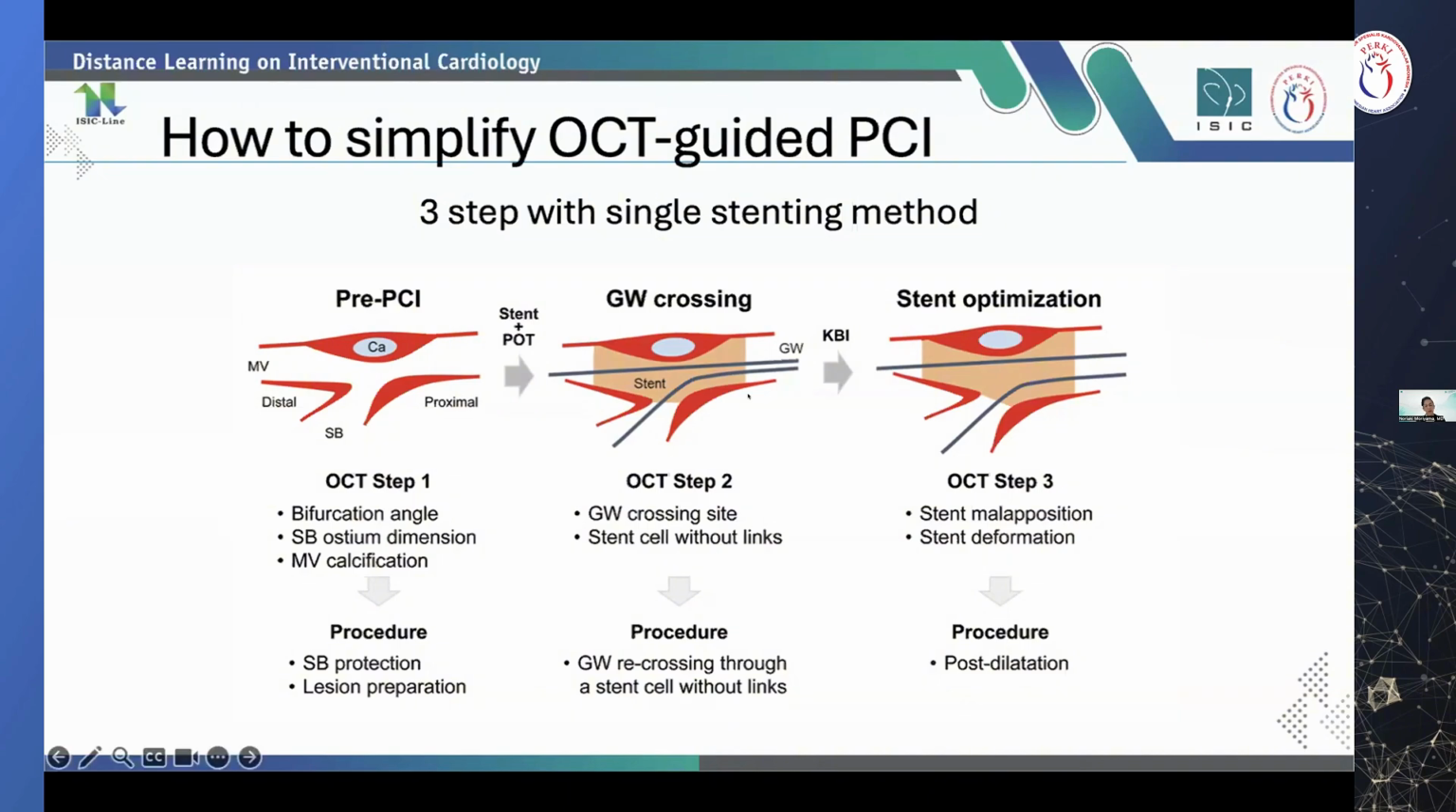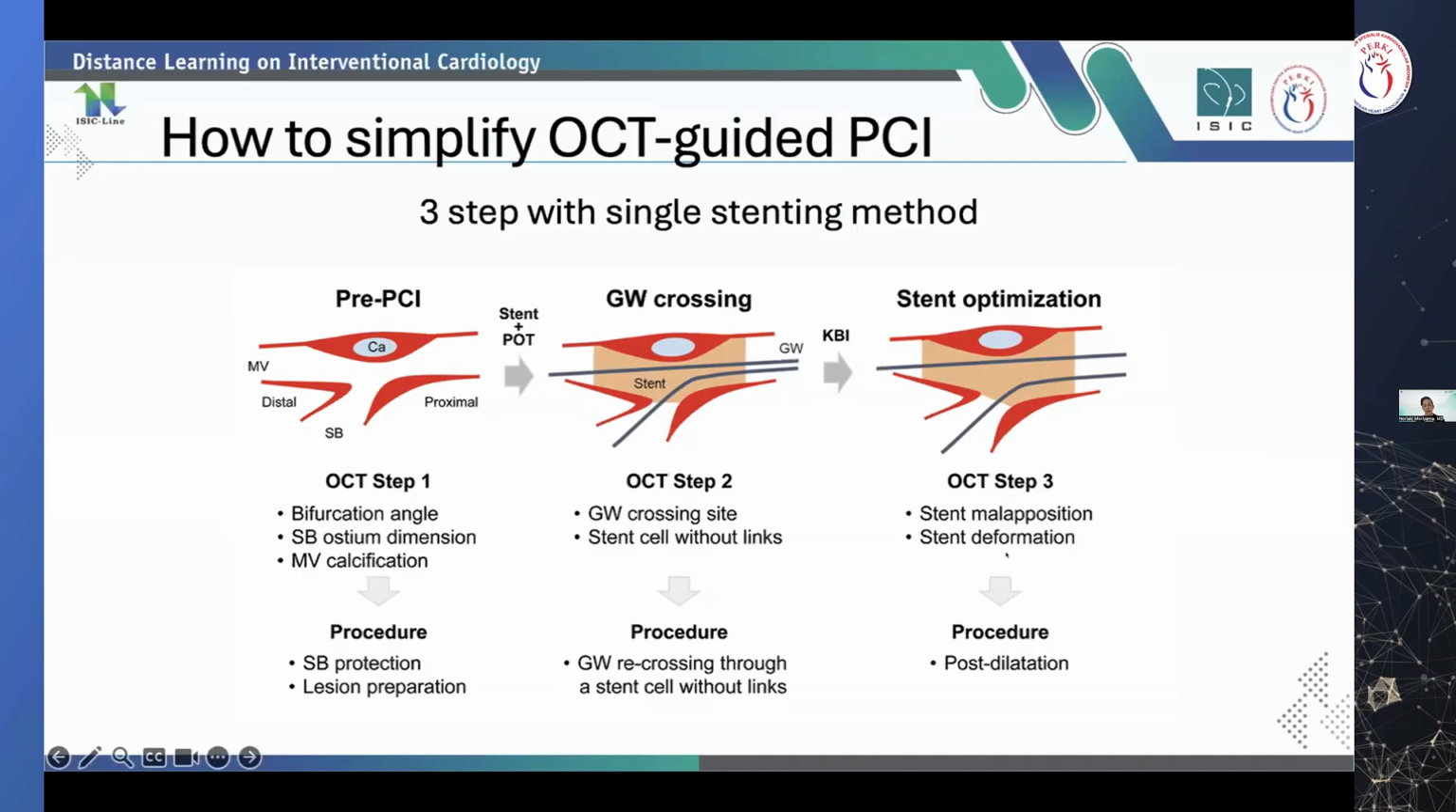And after that, probably all people nowadays do the POT technique of the proximal main branch, and then all of our interventional cardiologists lose the wire. Then I would like to recommend the second OCT pullback to check the wire position. And also we can see the position of the stent. And then we can decide whether or not to do the kissing balloon technique. And then the final pullback should be performed.